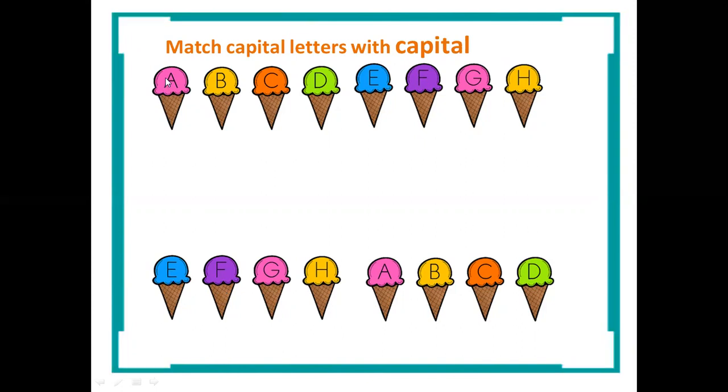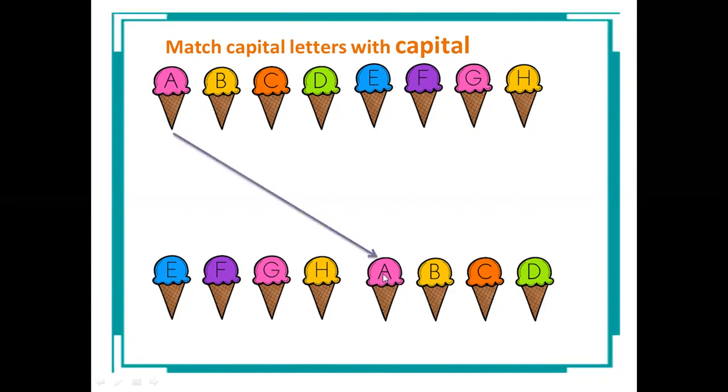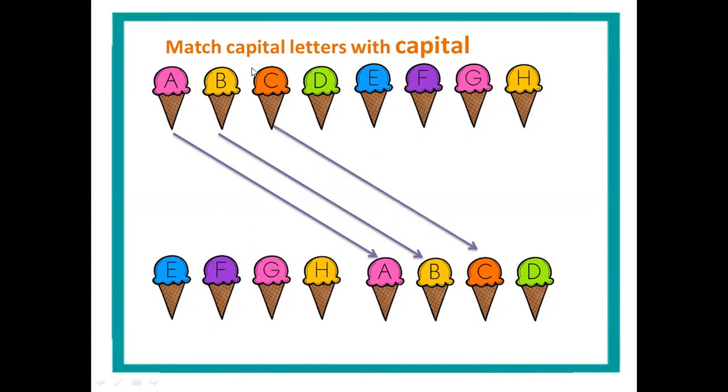Look here, this one is A. Where is the letter A? This one is the letter A. Match it with A. Now find out B. Where is the letter B? This one is letter B. Match it with letter B. Well done. Now C. Where is the letter C? This one is letter C. It's just the same. Capital letter with capital letter.